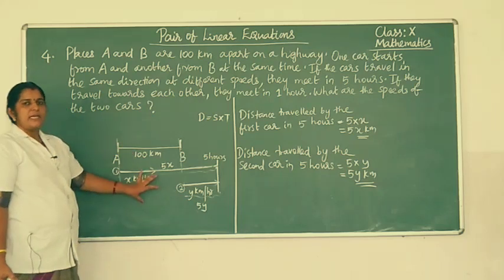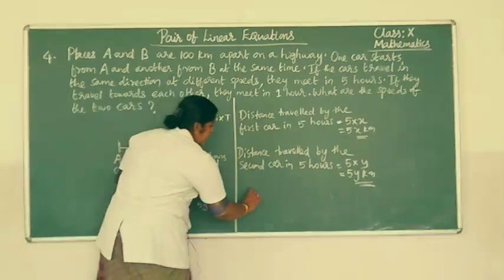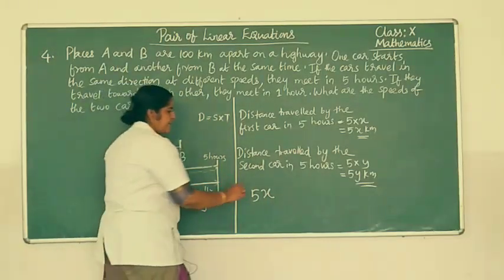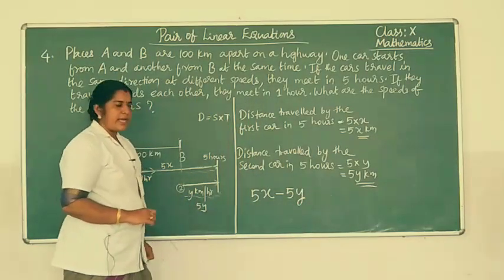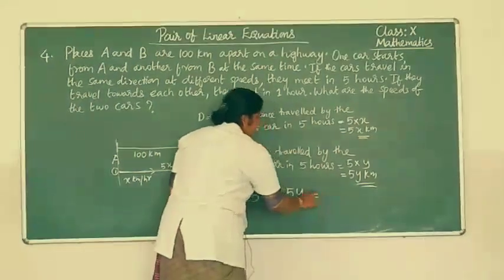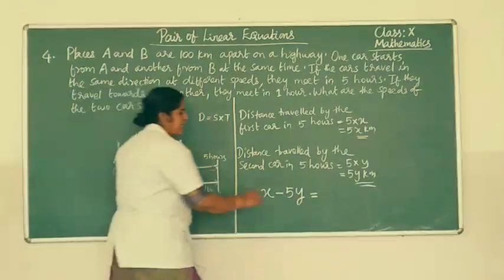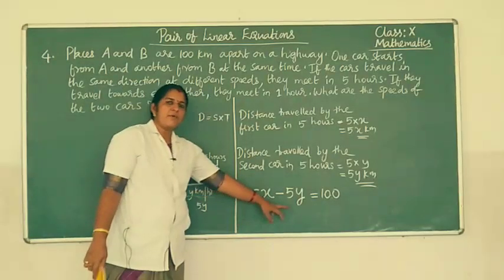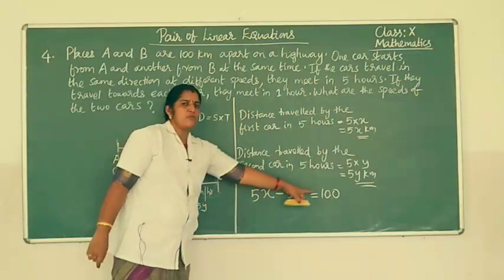So from that condition only, we are going to write the first equation. The distance traveled by the first car, that is 5x, minus the distance traveled by the second car, 5y, will give you the distance between the two places, that is 100 kilometers. So 5x minus 5y equals 100. We can reduce this equation by dividing throughout by 5.